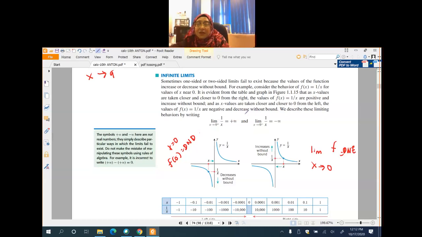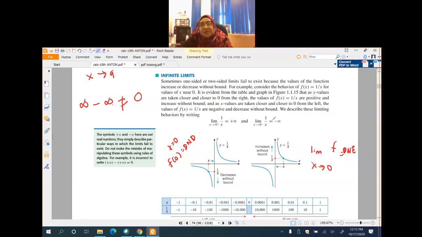So that's why you cannot say that infinity minus infinity is equal to zero. Let's say you have here infinity minus infinity. This is obviously not equal to zero. If you say that it is equal to zero, then it is wrong. Why is that? Because the first infinity is not the same as the second infinity.